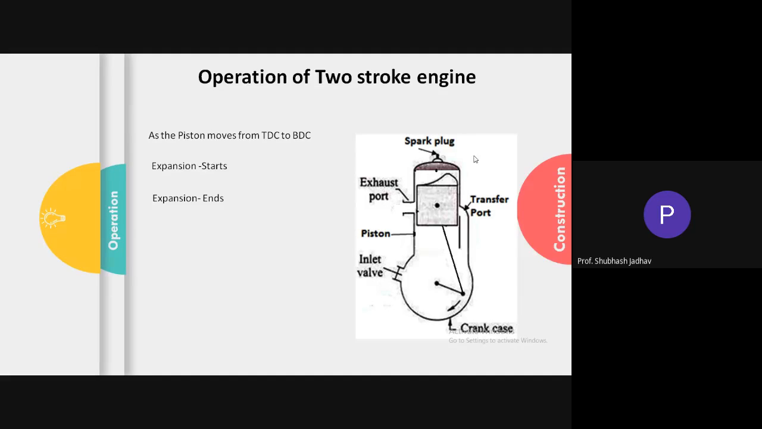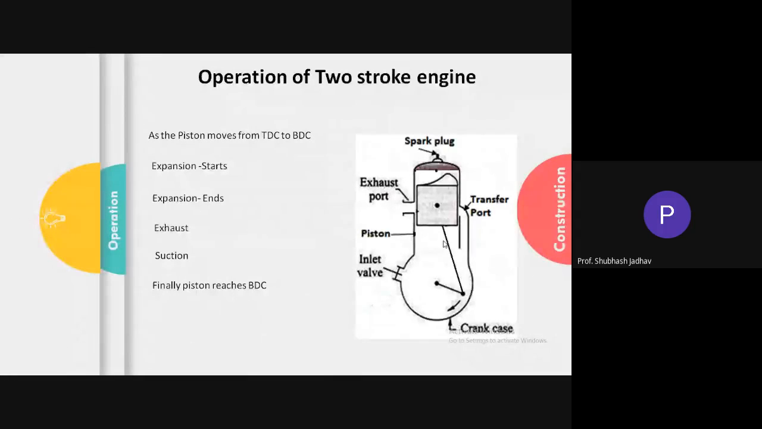This particular stroke has not ended. The stroke from TDC to BDC has not ended, but whenever the piston uncovers the exhaust port, the expansion has ended. Now the exhaust is happening when this exhaust port is opened. So the expansion ended, then exhaust happened when this was open, then the suction happens when the transfer port became open, and finally the piston reaches BDC. So this is what generally happens when the piston is moving from top dead center to bottom dead center in case of a two-stroke engine.